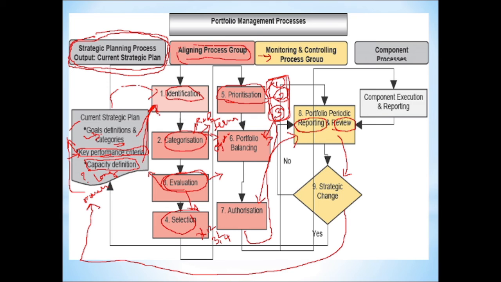Right? In between, sometimes, okay? So sometimes after this seventh step, either you can directly go to portfolio periodic reporting and review, or else sometimes you also have to do component execution and reporting, in the sense that if you find anything additional added to your selected investment alternatives or asset allocation, then again you need to do the periodic review. Then it is forwarded to the strategic change.